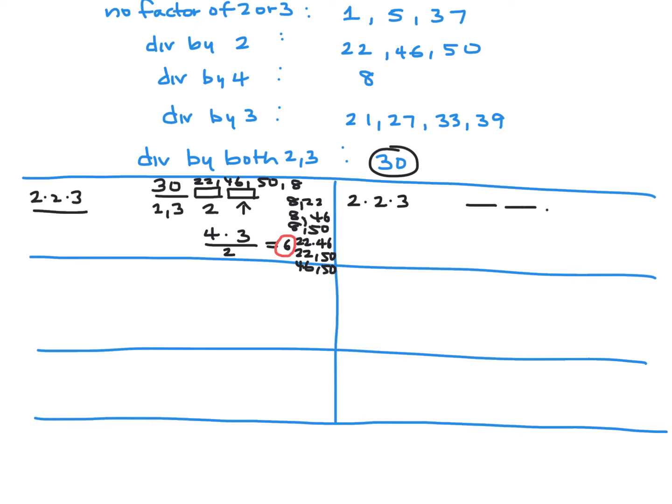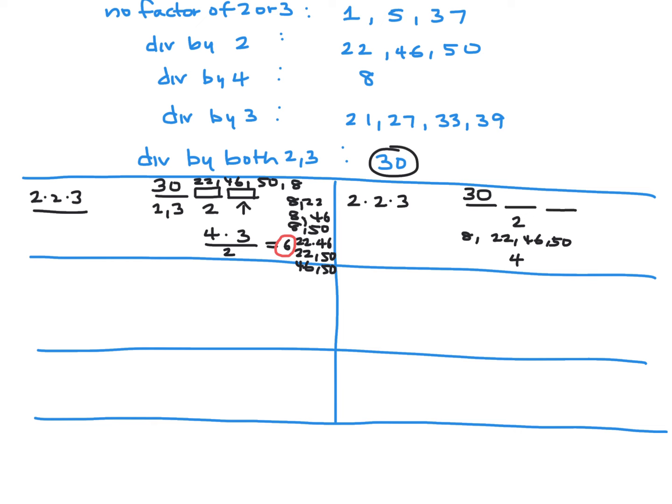But again, we're going to use 30 as the first number, but the second number, I'm going to again choose some factor of 2, some number that has divisibility by 2. So that's going to be the same kind of guys, 8, 22, 46, or 50. So there's 4 of those.